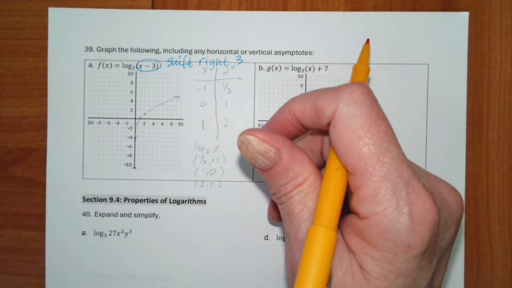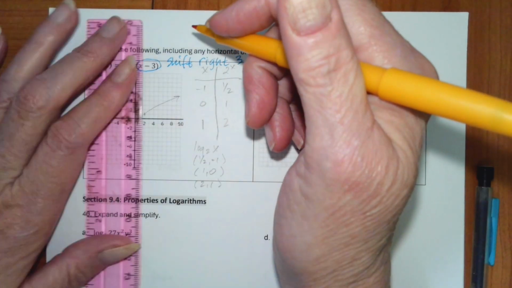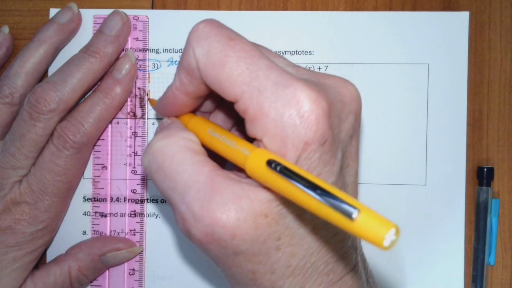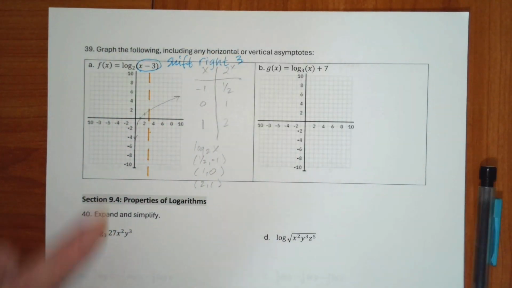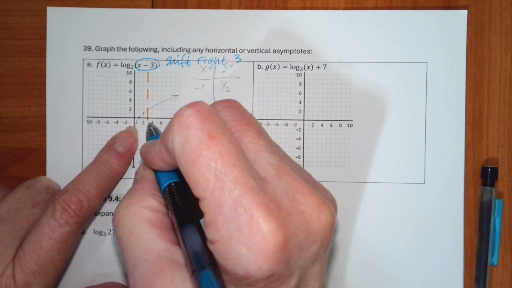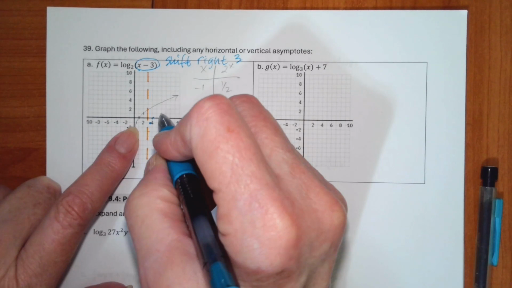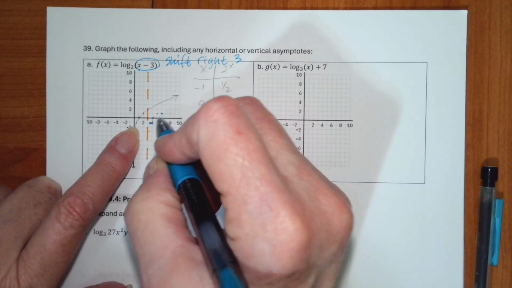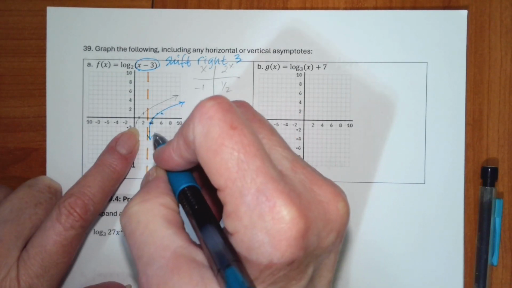So that means I'm going to start with my asymptote. My asymptote was here, so I am going to go to the right and draw my asymptote here. Then I know each one of these points, I'm going to move 3 to the right. Whoops, that should be here, not there. So, and the graph should have the same general shape.